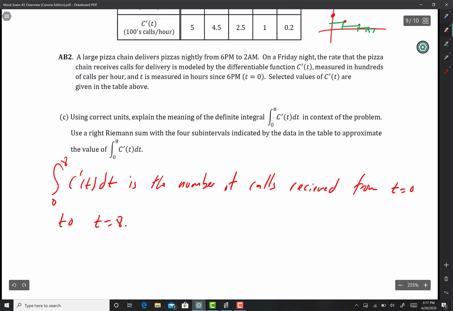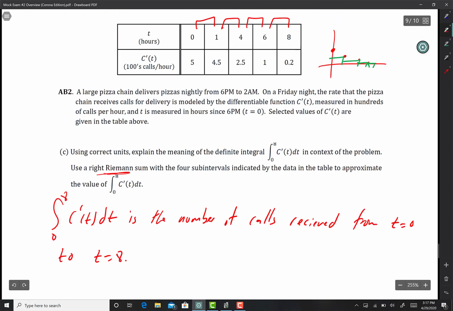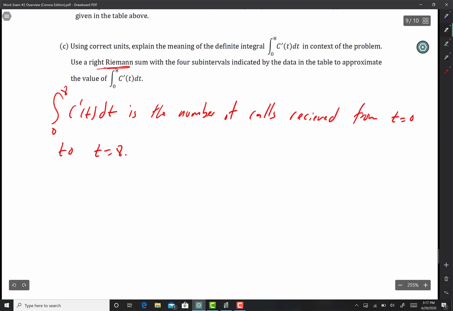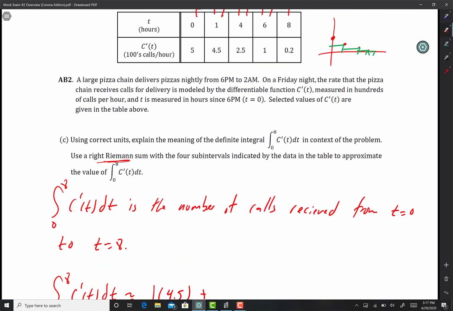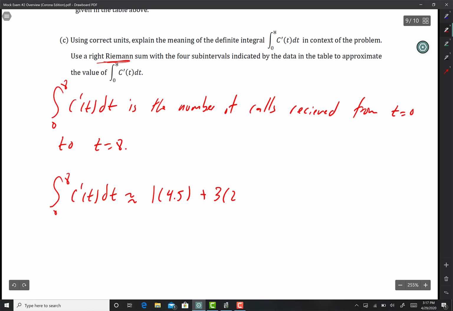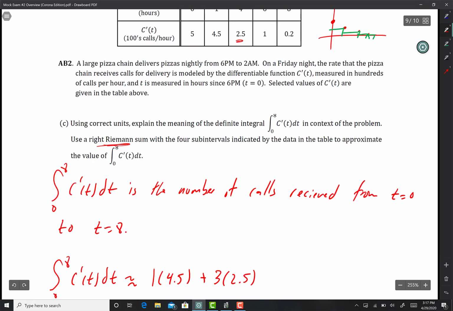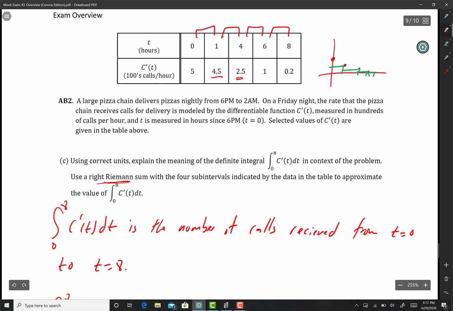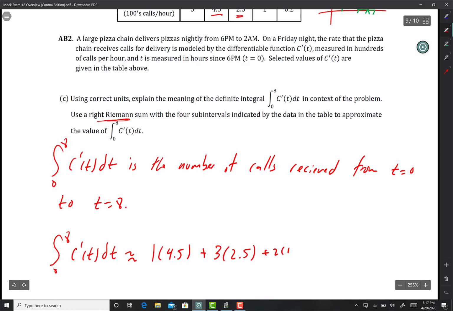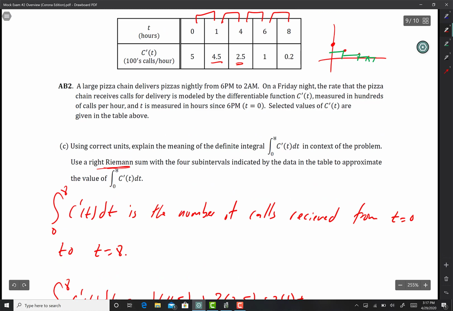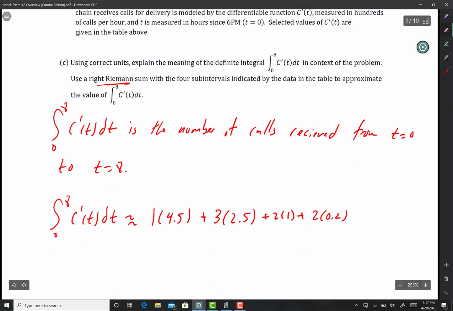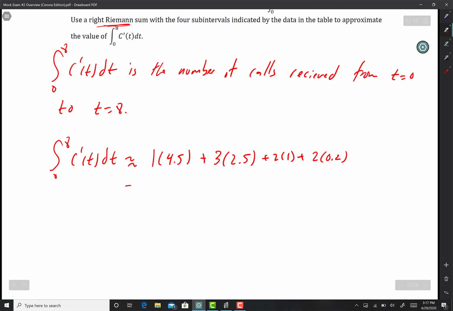So that's all you're doing, guys. You're just finding the area of those rectangles, and it says here that it wants a right Riemann sum. So let's do a right Riemann sum. Width is 1, height is 4.5. So the integral from 0 to 8 of c prime of t dt is approximately 1 times 4.5 plus, let's see, the difference between 1 and 4 is 3, so 3 times 2.5. Now I'm using this number. Then the difference between 4 and 6 is 2, so 2 times 1, plus, and the difference between 6 and 8 is another 2, so 2 times 0.2. All right, let's see what that is.